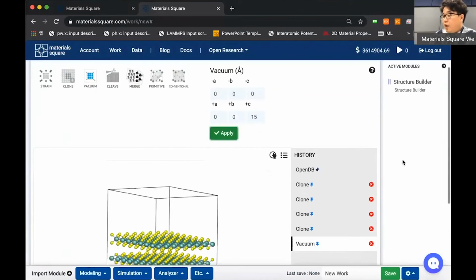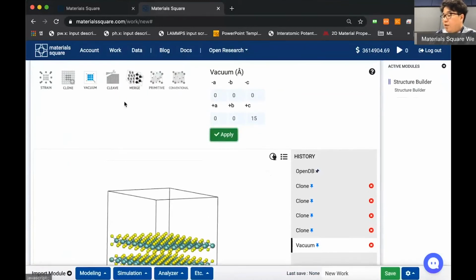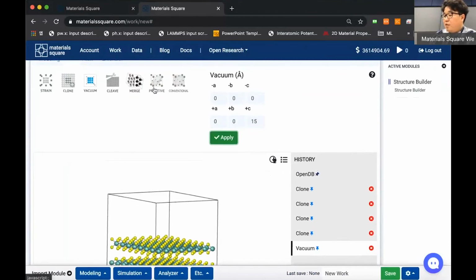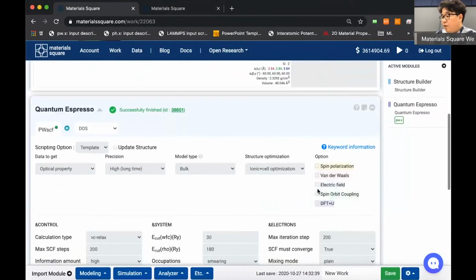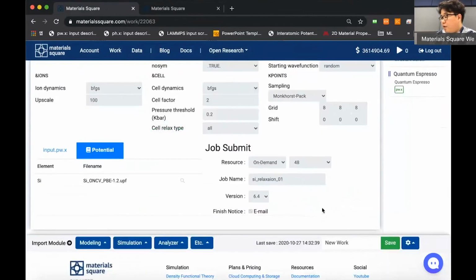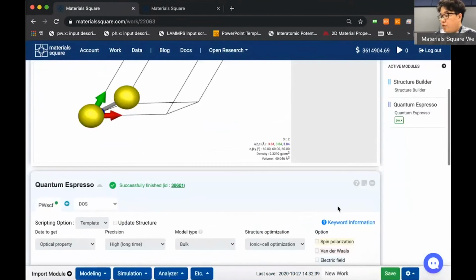Okay, and you can also clip or merge, or, as I already mentioned, convert between the primitive cell and the conventional cell. If you want to change it so that alpha, beta, gamma equal 90 degrees, you press conventional. And if you want to find the primitive structure, you can press the primitive button. So this is done. It's not running anymore because it's finished.